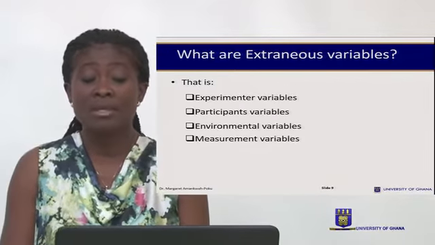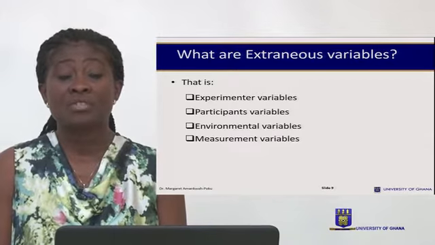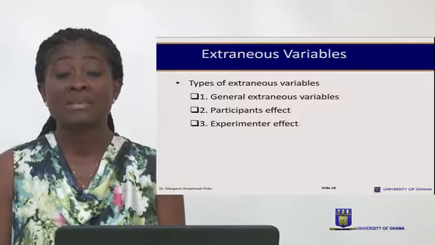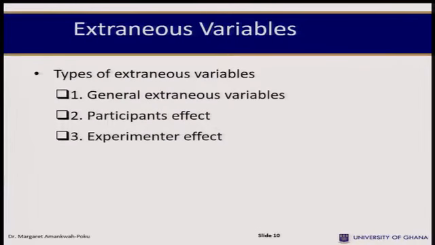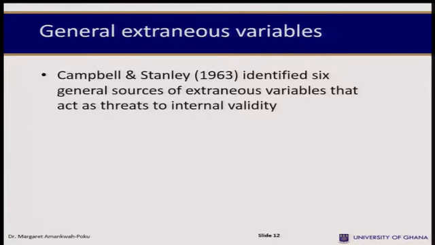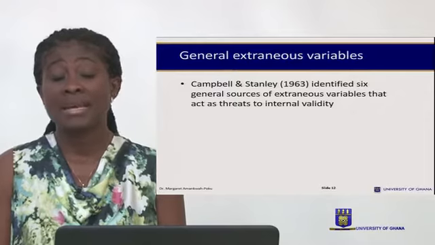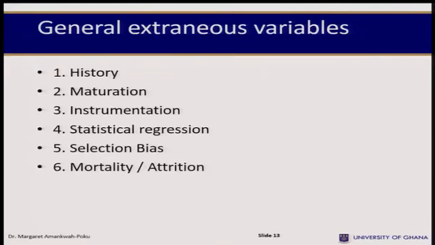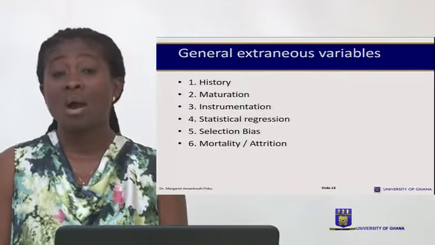So I will talk about the various types of extraneous variables: the general extraneous variables, participant effect, and experimental effect. So let's look at the first one, general extraneous variables. Campbell and Stanley, 1963, identified 6 general extraneous variables that can act as threats to internal validity. And these are history, maturation, instrumentation, statistical regression, selection bias, and mortality or attrition.